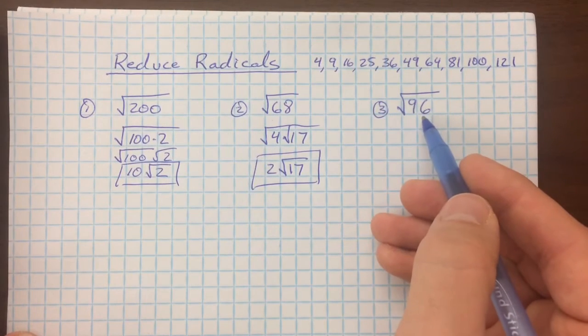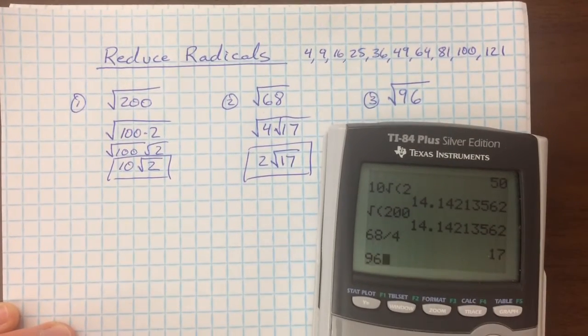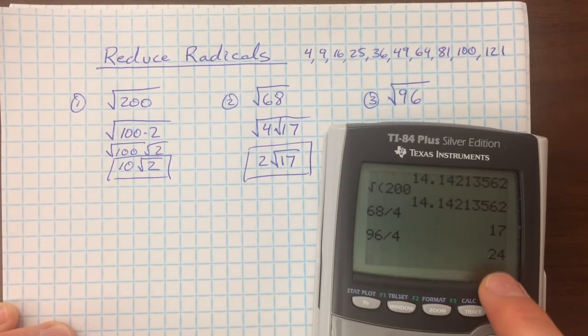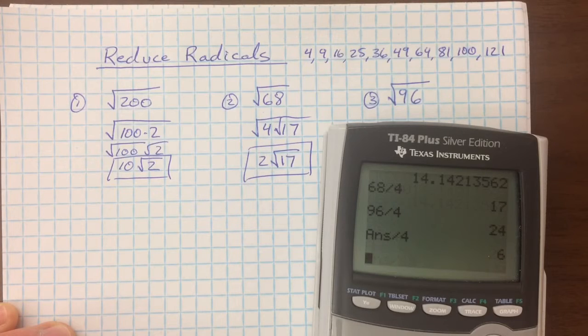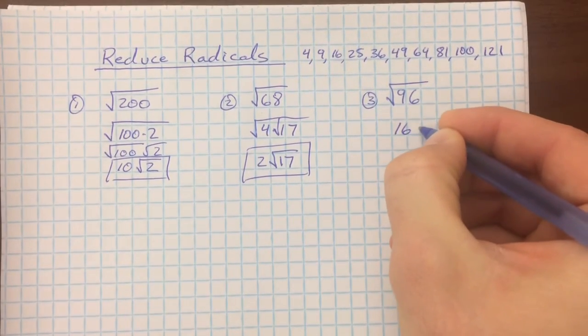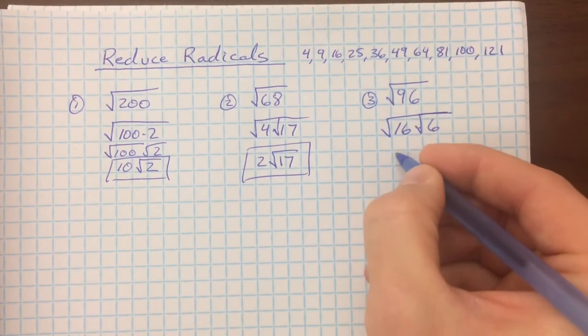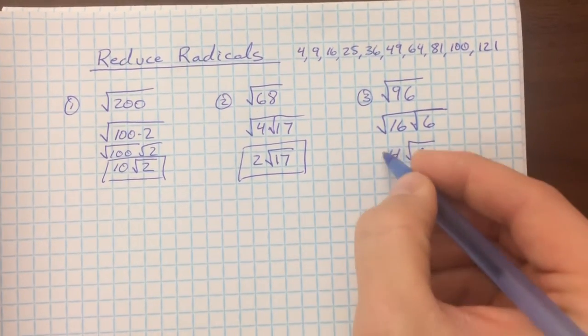96 might be a little harder. Sometimes I just divide by 4 again because I see the even number, but then I see there's another multiple of 4. And so ultimately I can divide by 4 again, so that means 96 divided by 4 times 4. So I get 16 times 6. So 16 times 6, square root of 16 times the square root of 6, so I get 4 root 6.